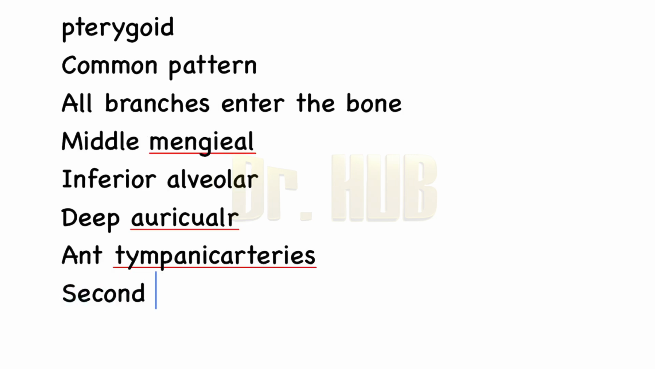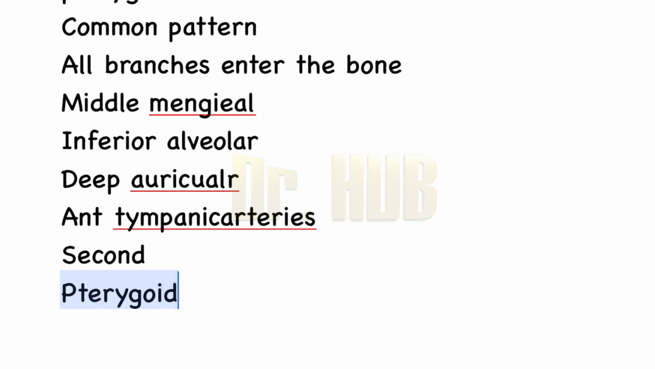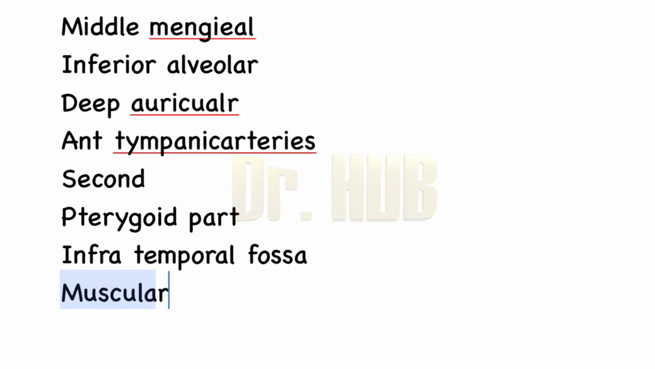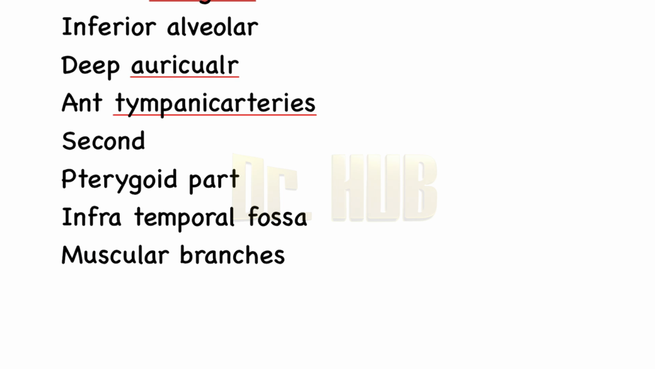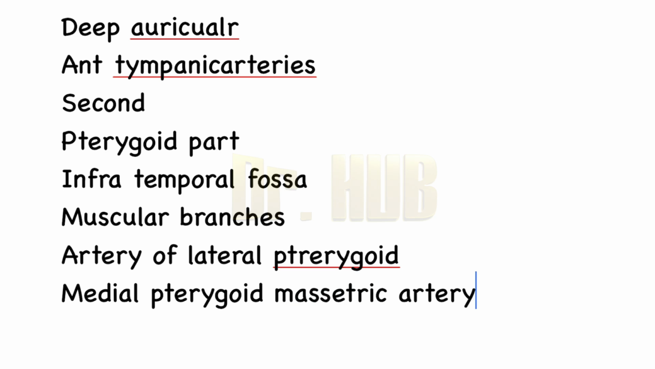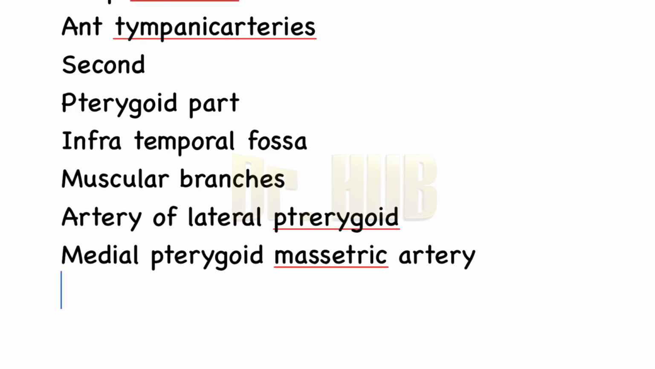Next we move on to the second part. The second part is known as the pterygoid part. The location is the infratemporal fossa. The common pattern is all muscular branches. The branches include the artery of the lateral pterygoid and also the medial pterygoid, then the masseteric artery and the two deep temporal arteries.